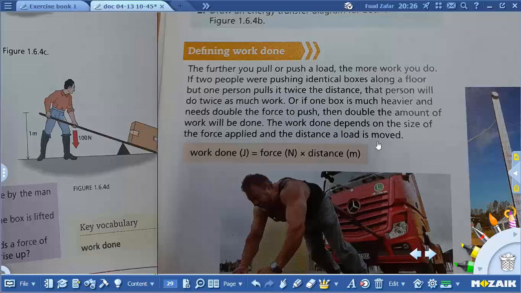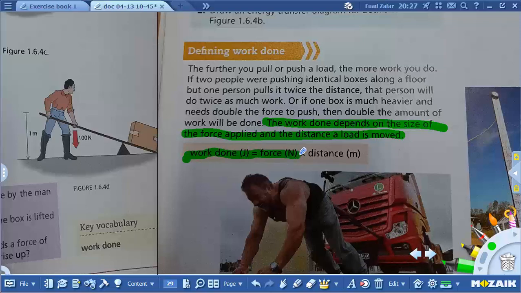The work done depends on the size of the force applied and the distance the load is moved. This is an important formula. Work done, in joules, is equal to force, in newtons, multiplied by distance, in meters. So to find the work done, multiply force by distance.